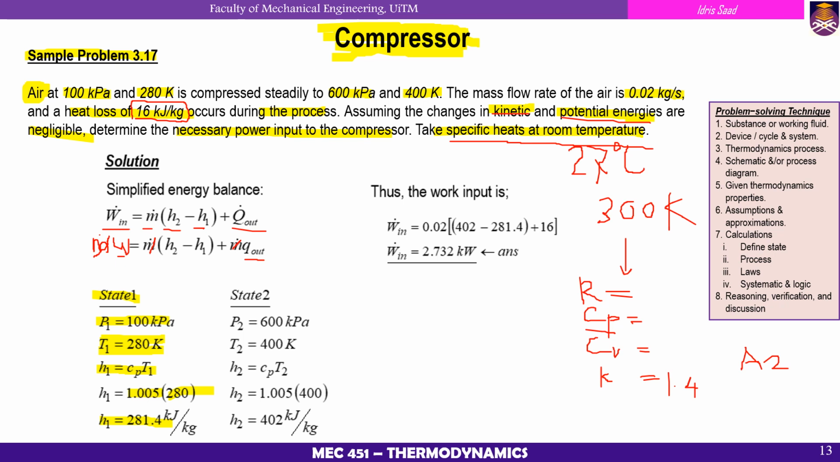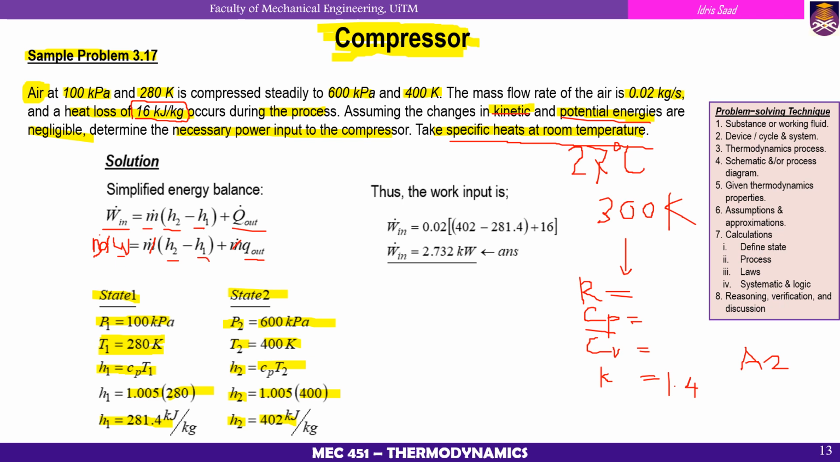Now at state number 2, we have pressure P2 equal to 600 kilopascal, T2 equal to 400 Kelvin. Therefore, H2 is equal to CP T2. Then H2 is equal to 1.005 times 400, and we get the value of H2 equal to 402 kilojoule per kilogram. With that data, we have completed H2, and we have H1.